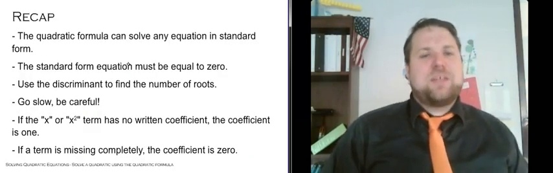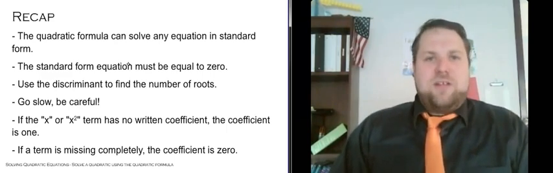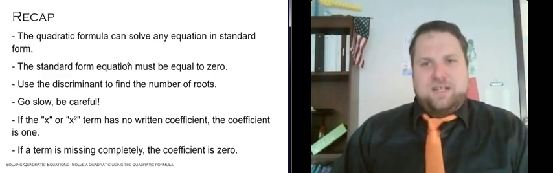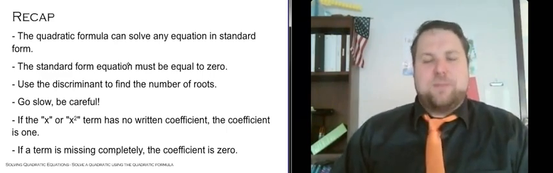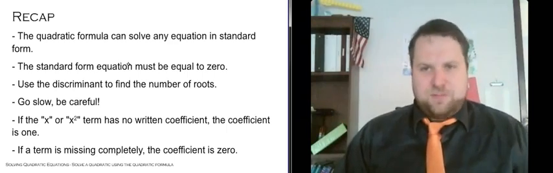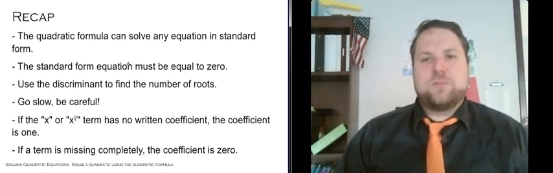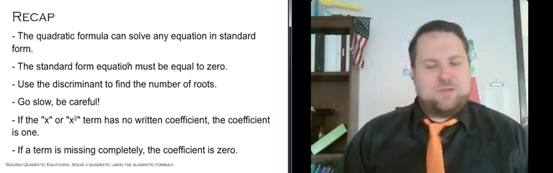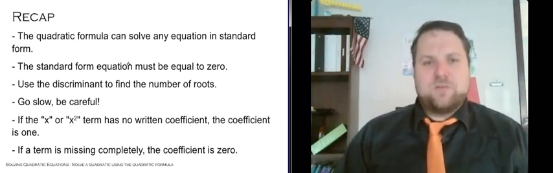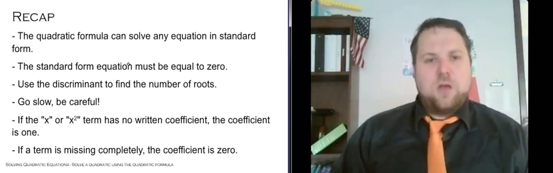All right, finally, to recap of the longest video of the year, the quadratic formula solves anything in standard form. It works every single time as long as it's set equal to 0. The discriminant, which is the part underneath the radical, will tell us the number of roots. Go slow. Be careful. Write everything down. Do not try and do these in your head. Do not try and do these on the calculator. Write everything down. And remember those rules we talked about for when the coefficient gets funny.